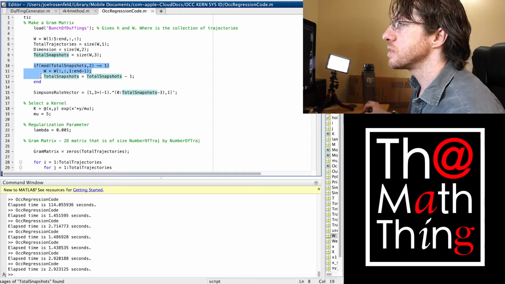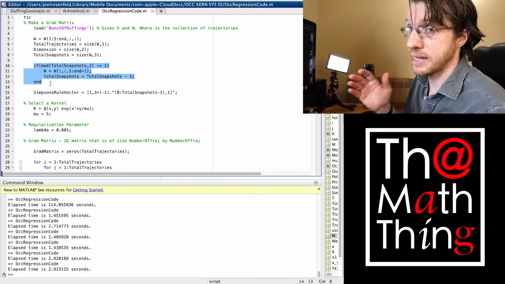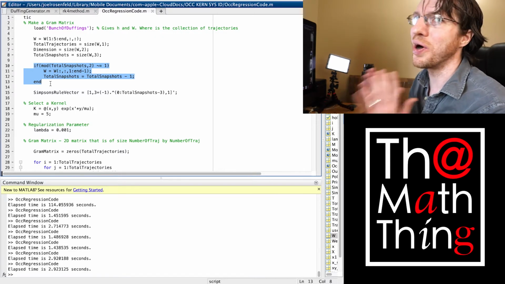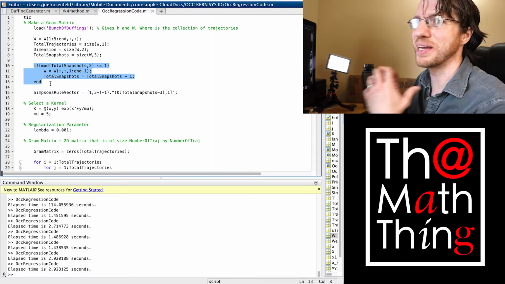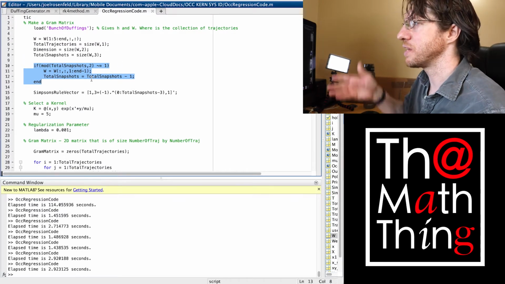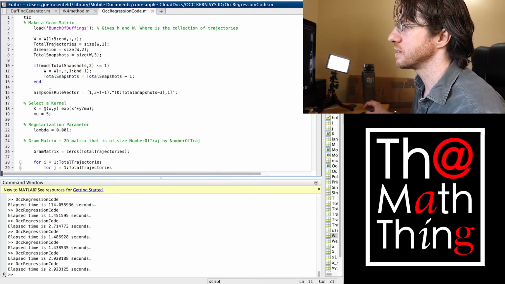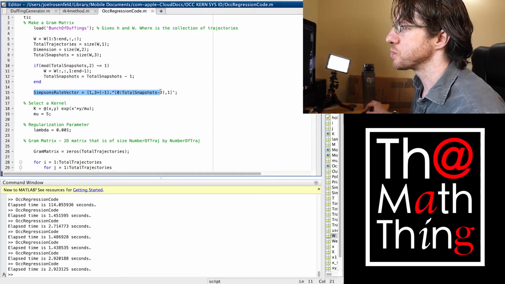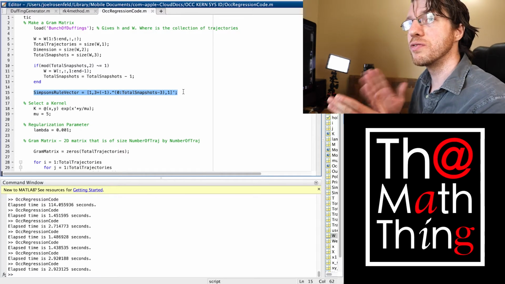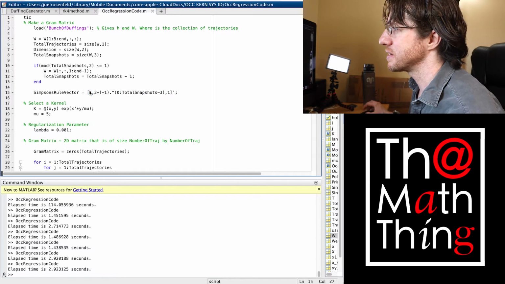So I want to use Simpson's rule, and Simpson's rule requires an odd number of equally spaced snapshots. You can use other quadrature methods, but again, this is something I threw together in an hour. So if they're even, I just shaved off the last snapshot, and then I'm using those adjusted trajectories. Made a Simpson's rule matrix, which basically goes 1, 4, 2, 4, 2, 4, 1, right? And so basically that's all we're doing here.